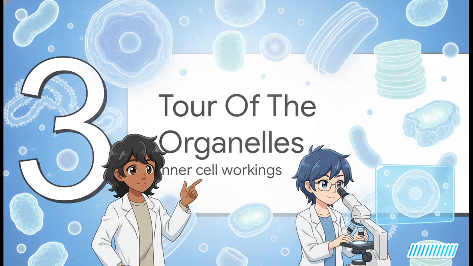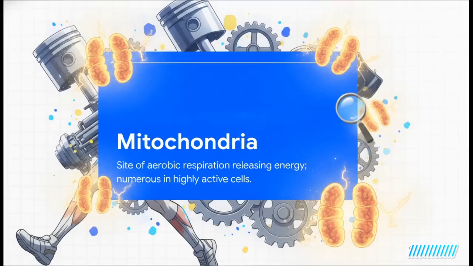Section 3. Tour of the organelles. Let's look at the inner workings of the cell. Okay, it's time to venture deeper into the cell city to check out the specialized structures that actually do the work, called organelles. First up, the mighty mitochondria. These are literally the cell's power plants. This is the site of aerobic respiration, which is basically where energy is released to power the cell. If a cell has a really active, demanding job, like the muscle cells in your legs when you're running around, you're going to find these tiny powerhouses in extremely high numbers. They're the engine of our microscopic safari.